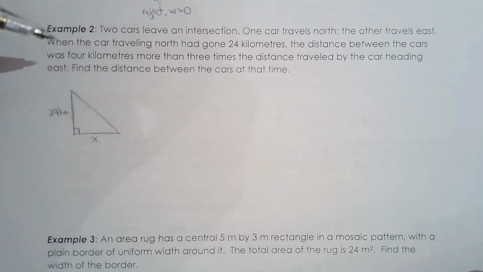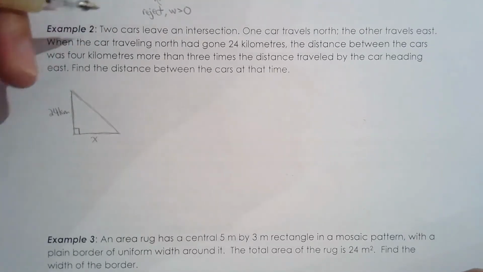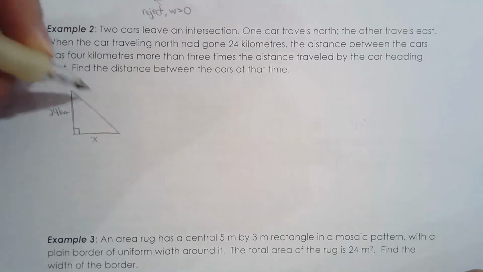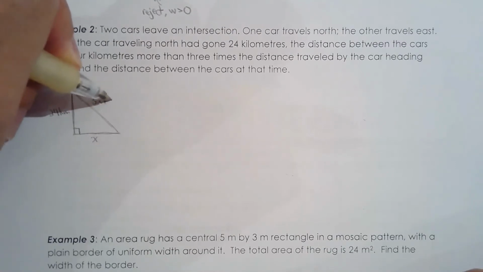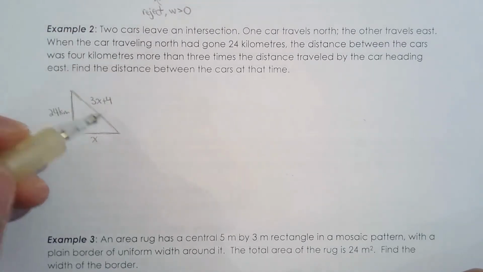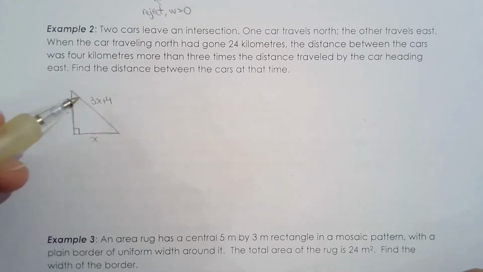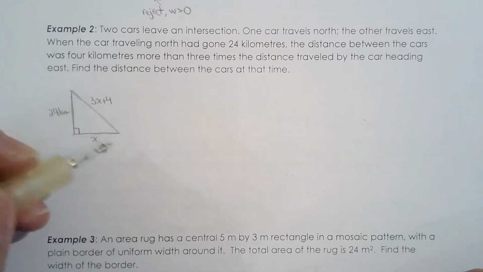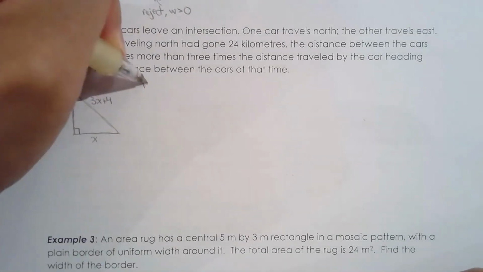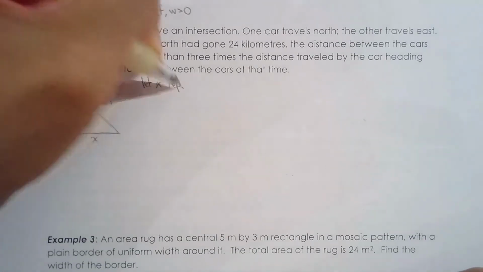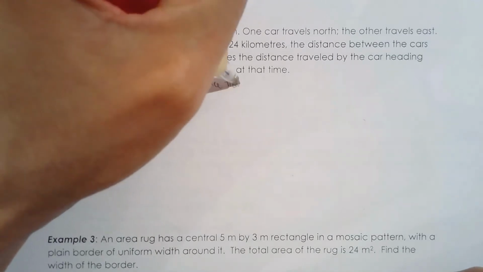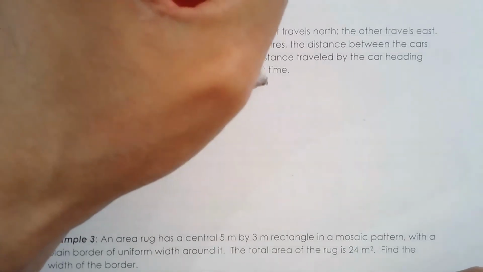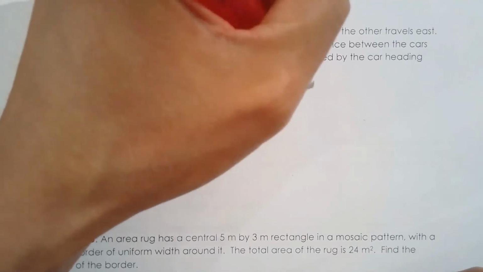Now, they also say that the distance between the cars was 4 kilometers more than 3 times the distance traveled by the car heading east. So, this is 3x plus 4, right? 3 times the distance traveled by the car heading east, and 4 more kilometers. So it's 3x plus 4. Before I forget, let's do a let statement. Let x represent distance traveled by car heading east.